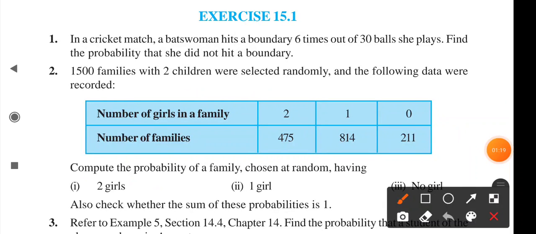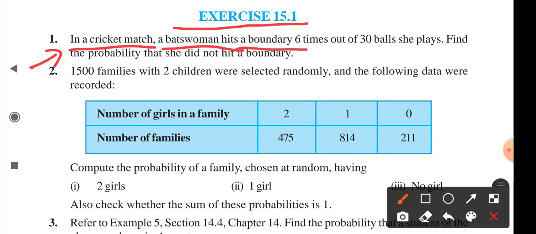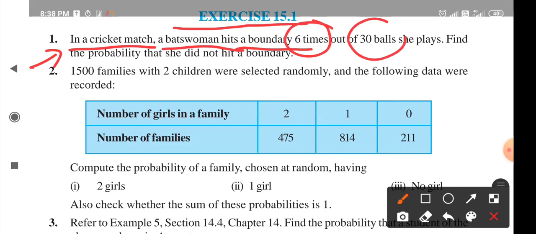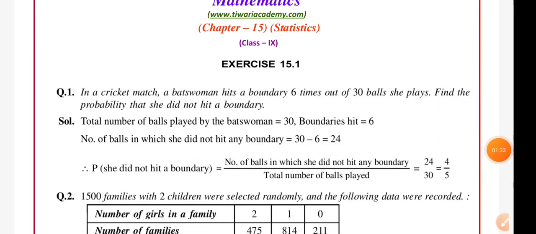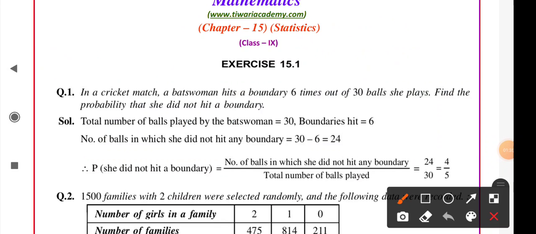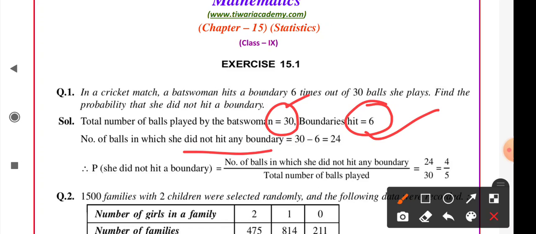Now exercise 15.1, question number 1. In a cricket match, the batswoman hits the boundary 6 times out of 30 balls, and we have to find the probability that she did not hit the boundary. The total number of balls is 30 and she hit the boundary in 6. That means the number of balls in which she did not hit the boundary is 30 minus 6, which is 24.